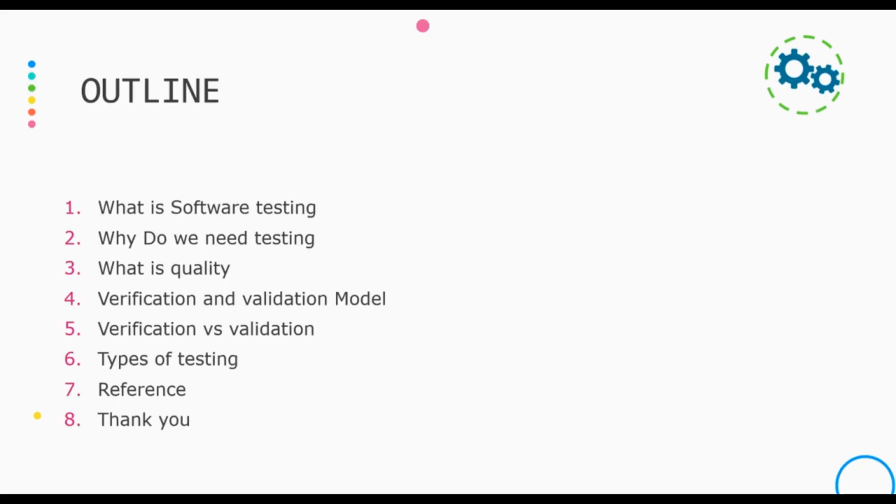So the outline of today's session is: what software testing is, why we need software testing, and quality and the various types of quality. We'll see the verification and validation model, which we can also call the V model, and the difference between verification and validation. Then last is types of testing. There are various types of testing. We will see some of them.